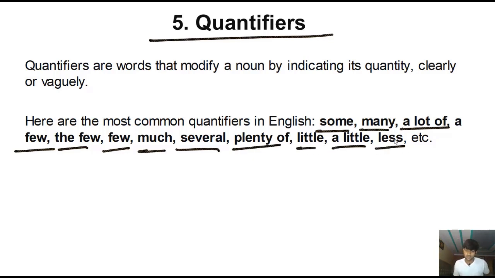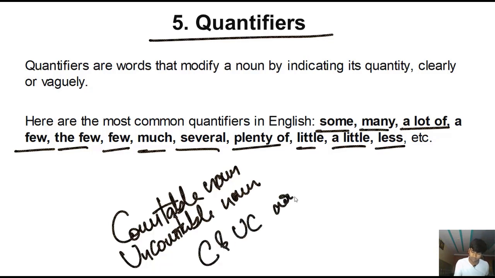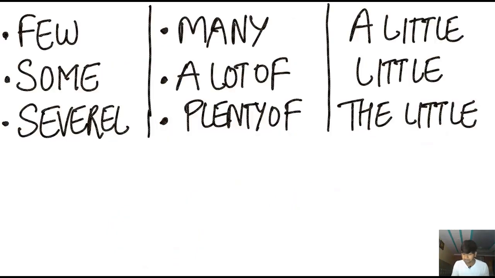Some quantifiers are used with countable nouns. Some are used only with uncountable nouns, and some are used with both countable and uncountable nouns. We'll talk about that as well. All right. So quantifiers are words that modify a noun by talking about their quantity.